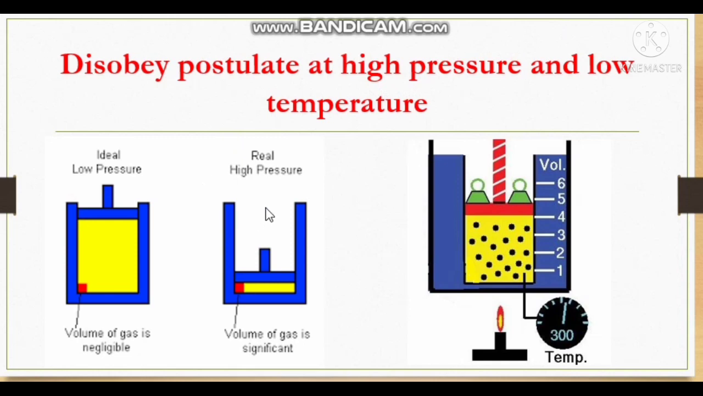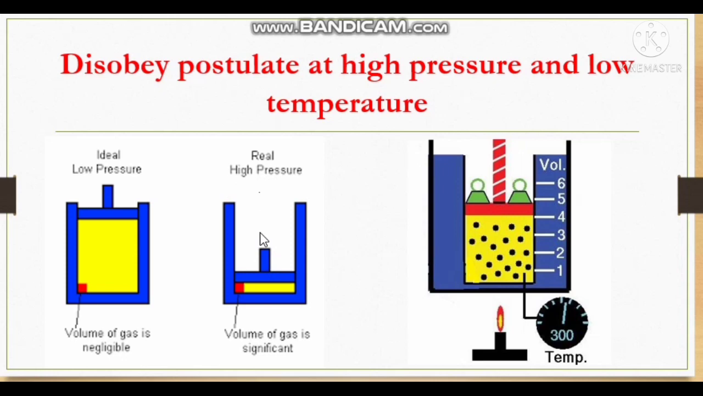Let us see. Here in this diagram, we have considered two situations. One is ideal, the second one is real. When the pressure is low or the temperature is high, the gases follow this kinetic gas equation as well as the PV = nRT ideal gas equation, and the gases behave ideally. But if the pressure is high, the gases do not follow the postulate of kinetic theory of gases.